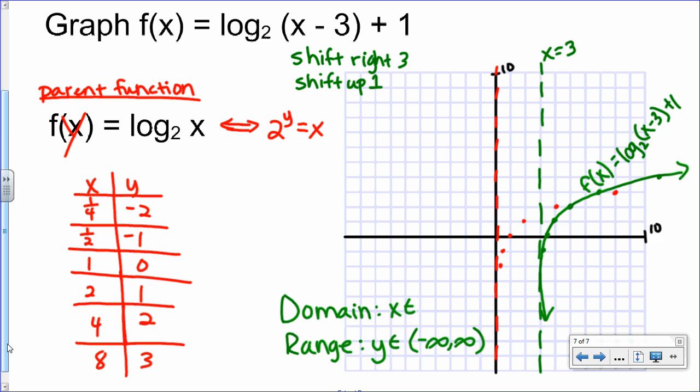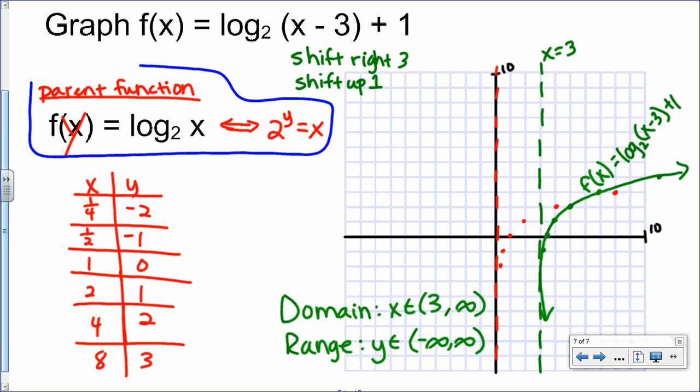Positive infinity. What would my domain be now? Good, 3 to infinity. This is essential to graphing this. You have to know how to find the parent function and how to write that exponential form. There is a question like this on your quiz. Once you write it in exponential form, you have to understand you're plugging in for y, not x.